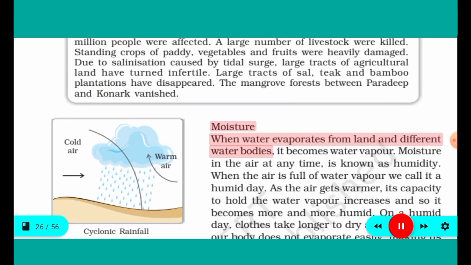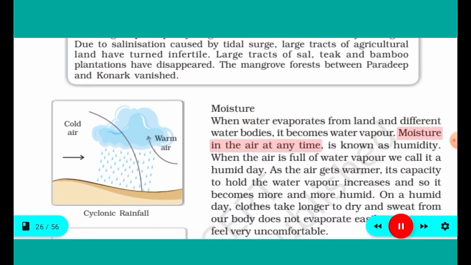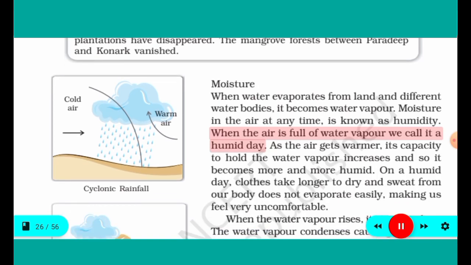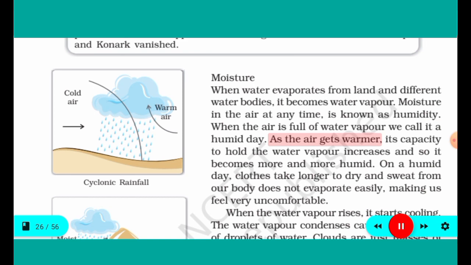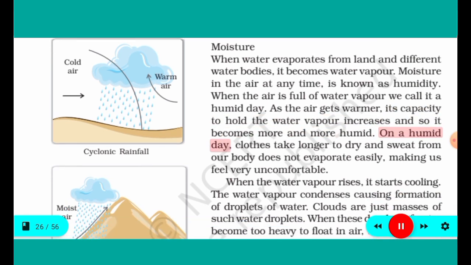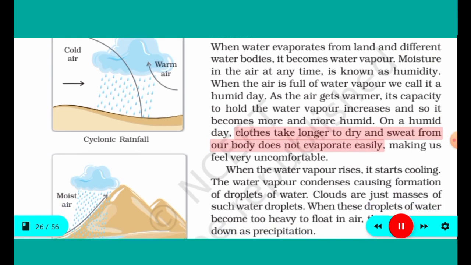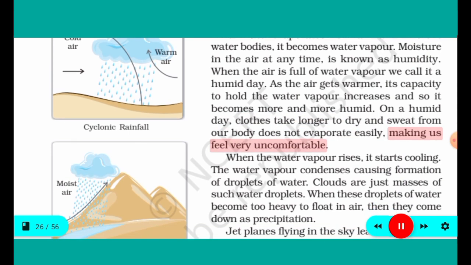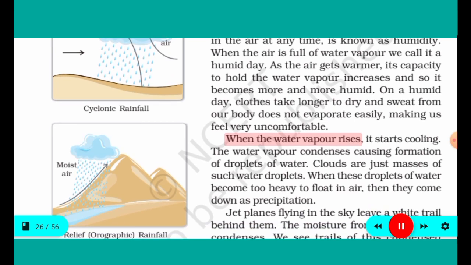Moisture is formed when water evaporates from land and different water bodies. It becomes water vapor. Moisture in the air at any time is known as humidity. When the air is full of water vapor, we call it a humid day. As the air gets warmer, its capacity to hold the water vapor increases, and so it becomes more and more humid. On a humid day, clothes take longer to dry and sweat from our body does not evaporate easily, making us feel very uncomfortable.